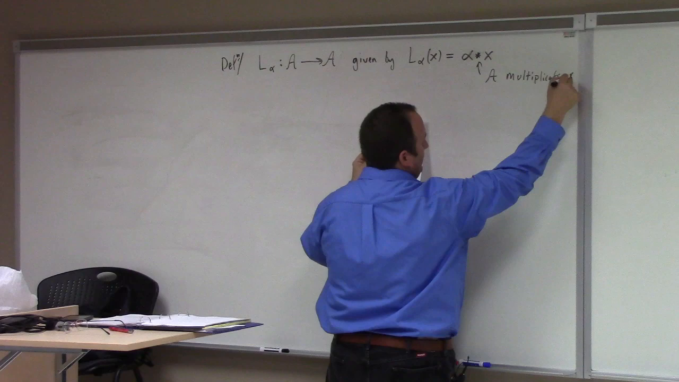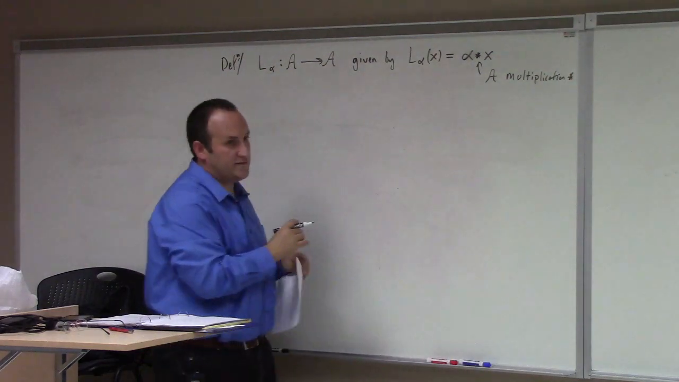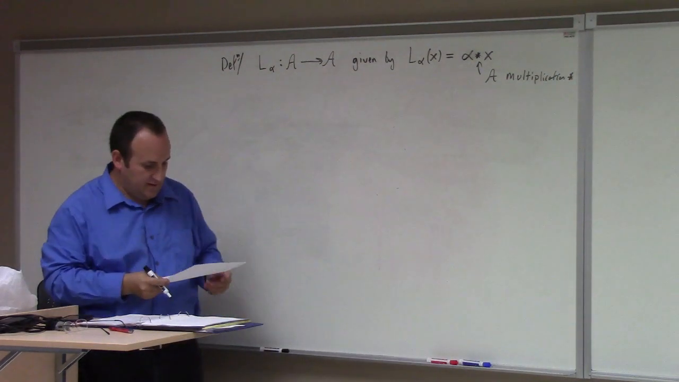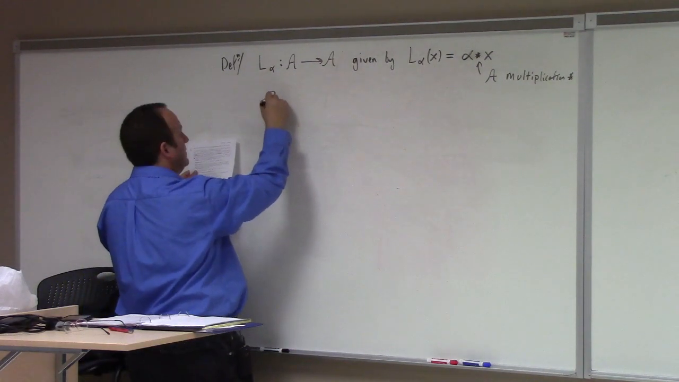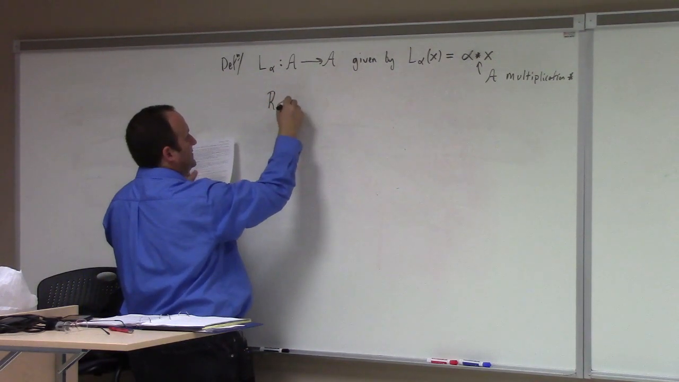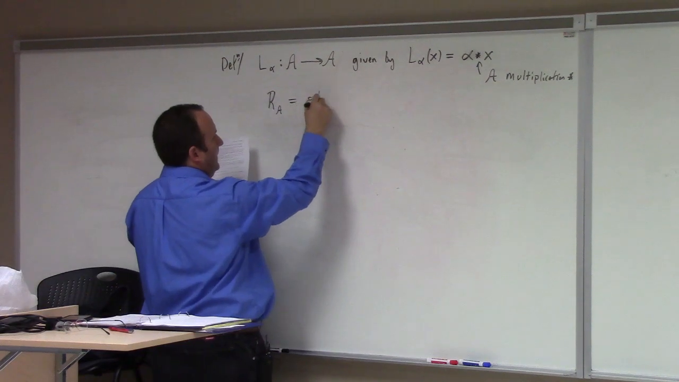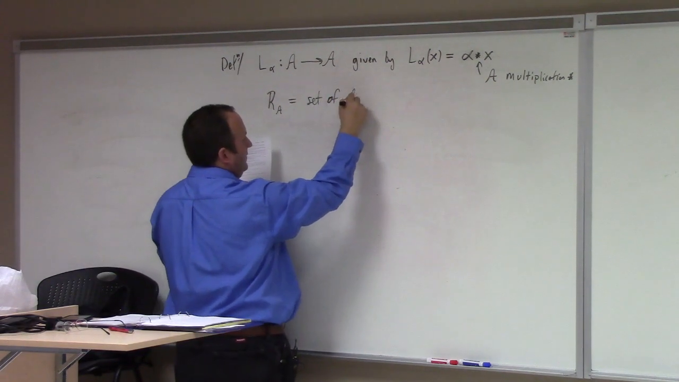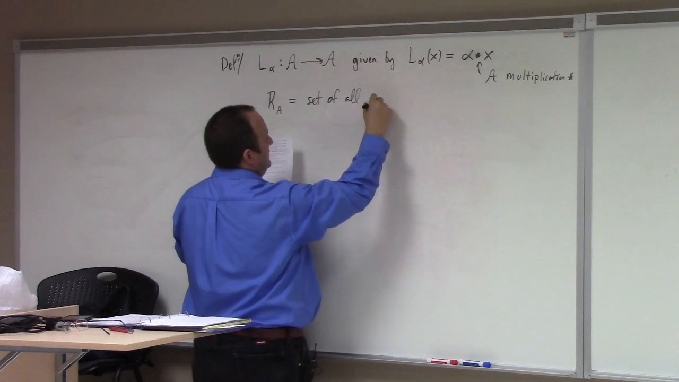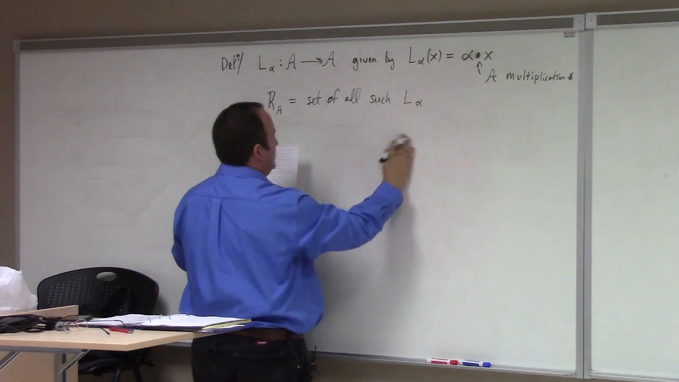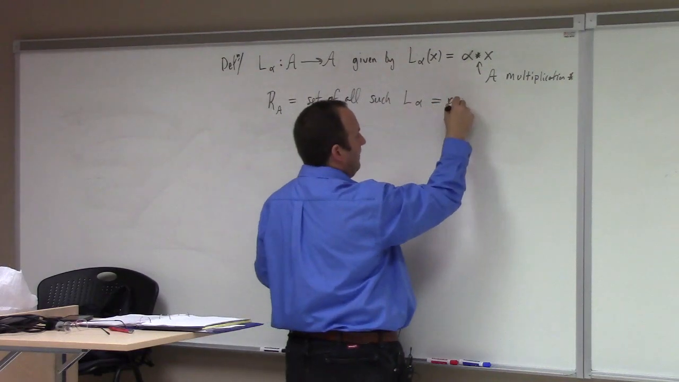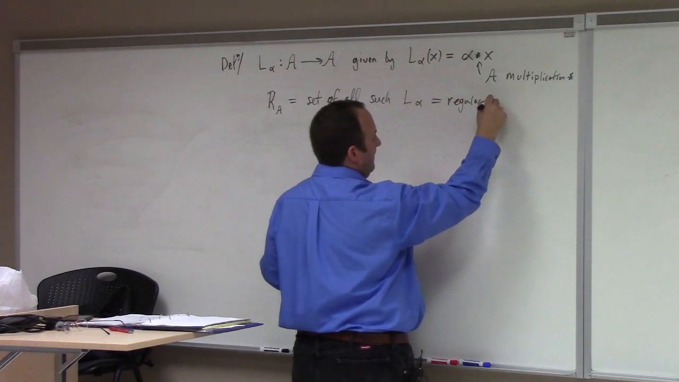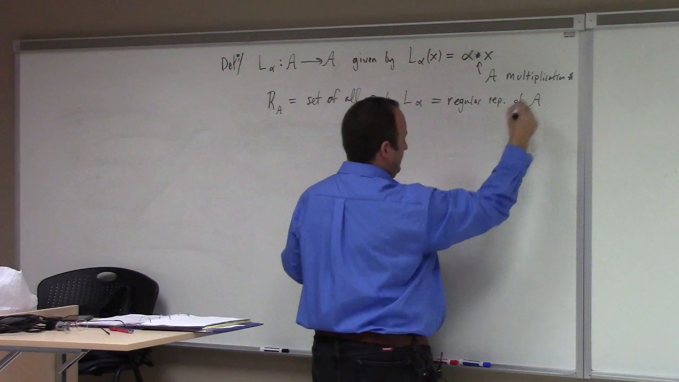So I'm again talking about an algebra, and this is the left multiplication map. We say that R sub A is equal to the set of all such L alpha. This is called the regular representation of A.